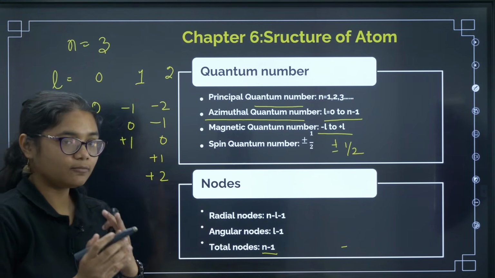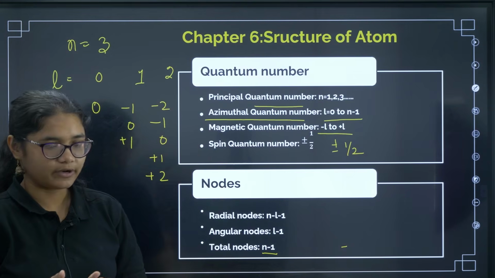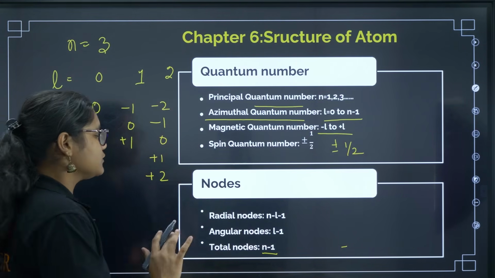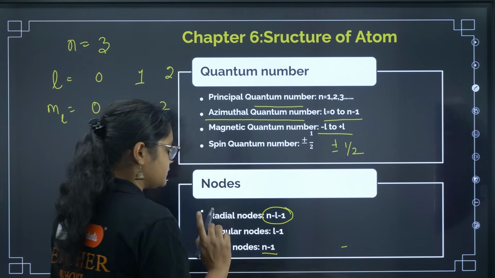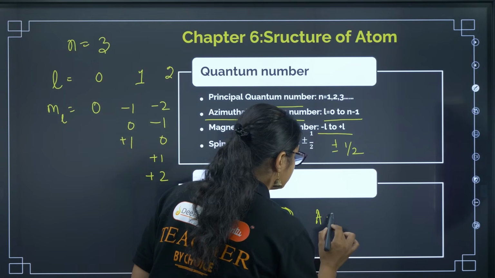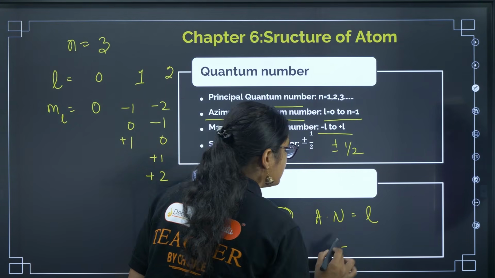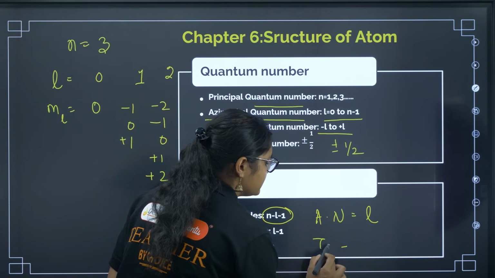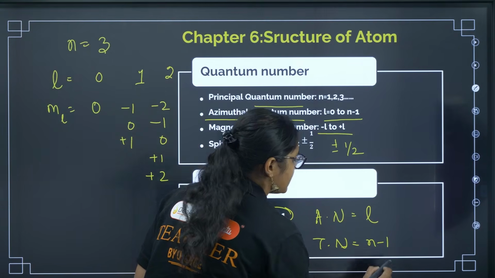Now let us see one of the easiest and most scoring topics, that is nodes. The radial nodes formula is n minus L minus 1. The angular nodes formula is L. And the total number of nodes is n minus 1. Total number of nodes is n minus 1.